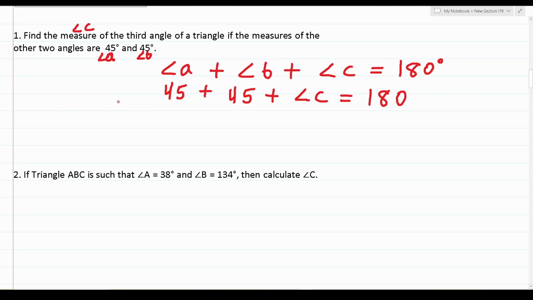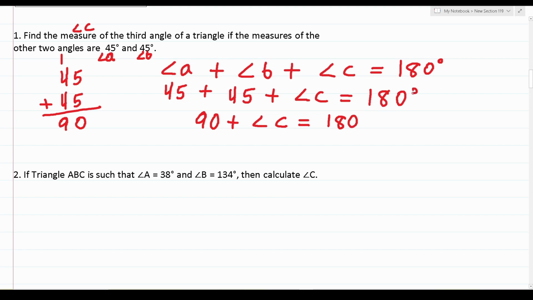If you can't do that in your head, you can always work it off to the side the old-fashioned way here. 5 plus 5 is 10, so drop down the 0, carry a 1. 4 plus 4 is 8, plus 1 is 9. So this becomes 90 plus the measure of angle C equals 180 degrees.